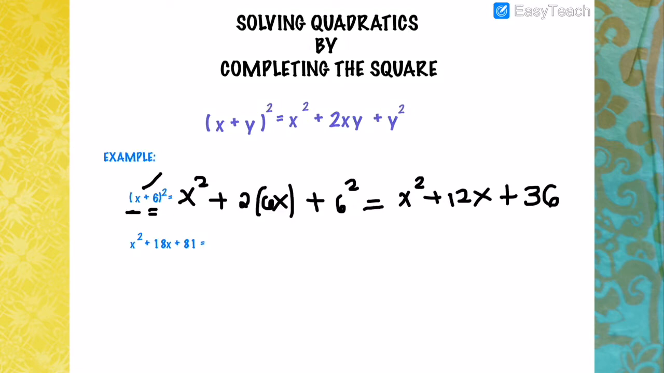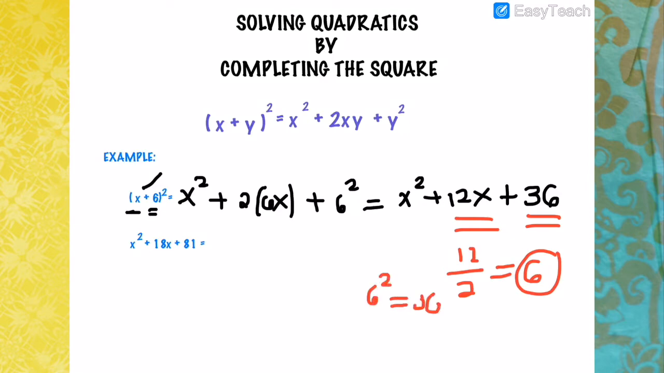We can use this relationship to find the missing term, to make it a perfect square trinomial that can be factored into a perfect square binomial. So if you would notice here, our middle term is 12, and 12 divided by 2 equals 6, which is the second term of our perfect square binomial. And our last term here, which is 36, is actually 6 squared. That will give us 36, which is the last term as well of our perfect square binomial.